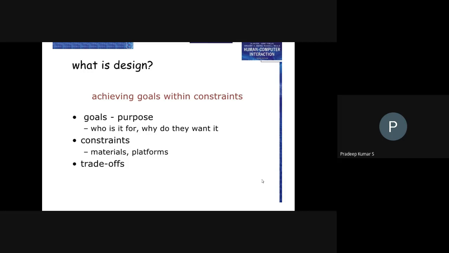That is a design. Who is it for, what is the goal, what is the purpose? Who is it for? Why do they want it? Here the constraint: I am collecting the document from several books, and I am collecting the material from several web links.